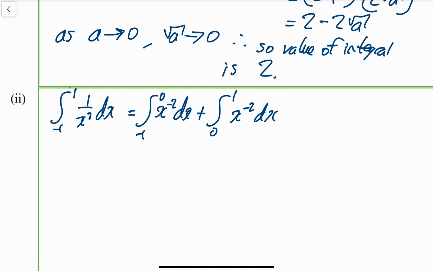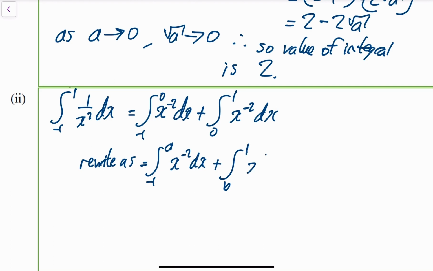Now we're doing this because it's going to be problematic at x equals 0. And then we'll just say, rewrite as the integral from minus 1 up to a of x to the minus 2 dx, plus the integral from b to 1 of x to the minus 2 dx. Now I call them something slightly different, so a and b, not just both a.